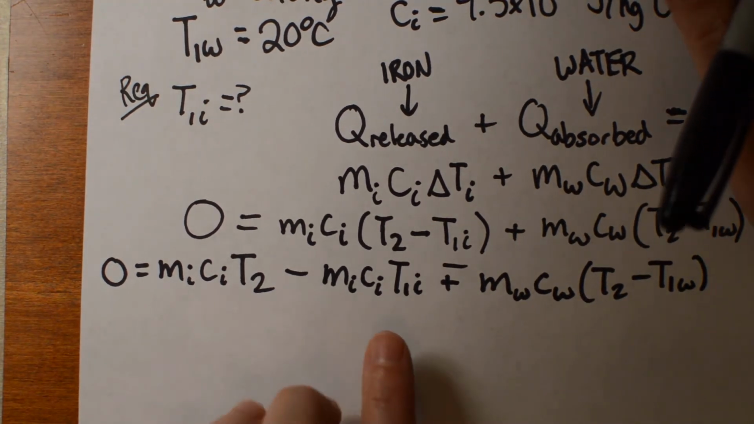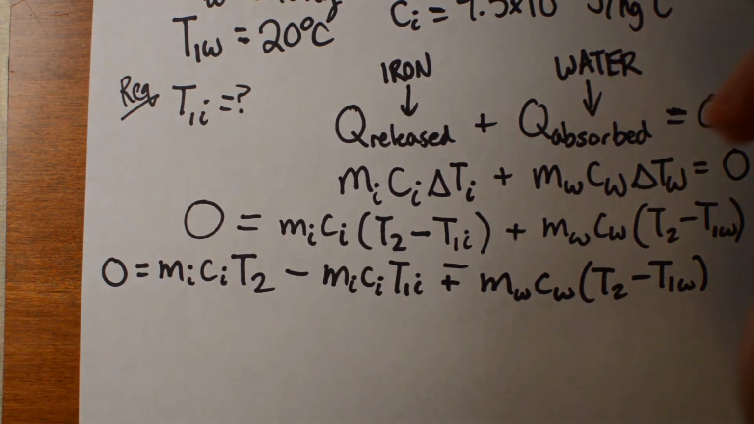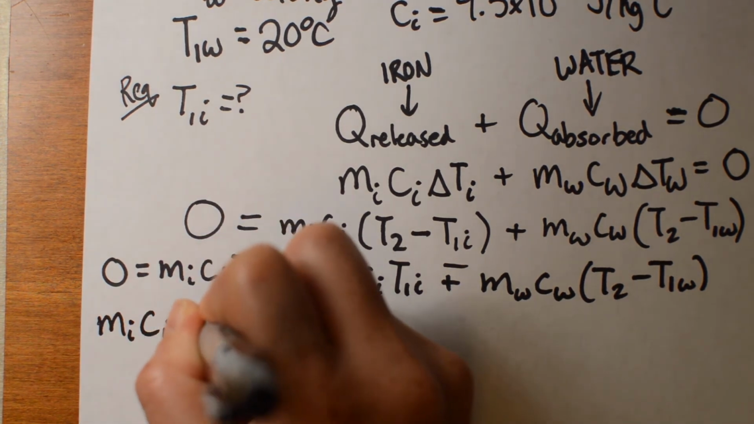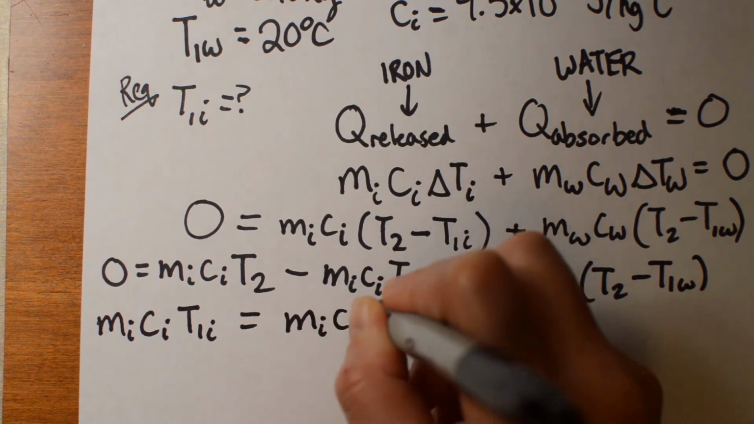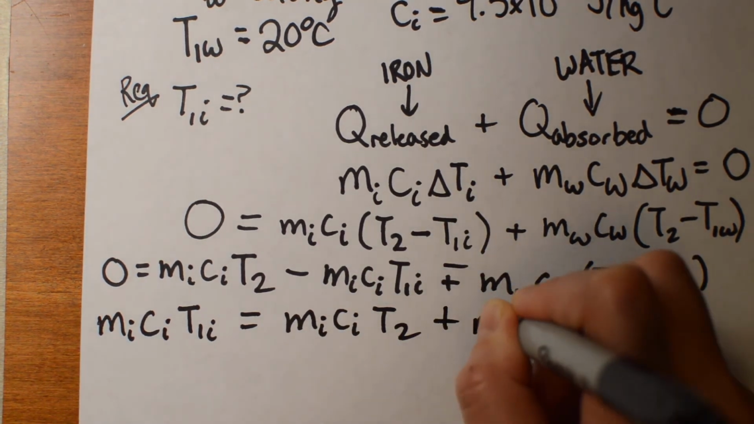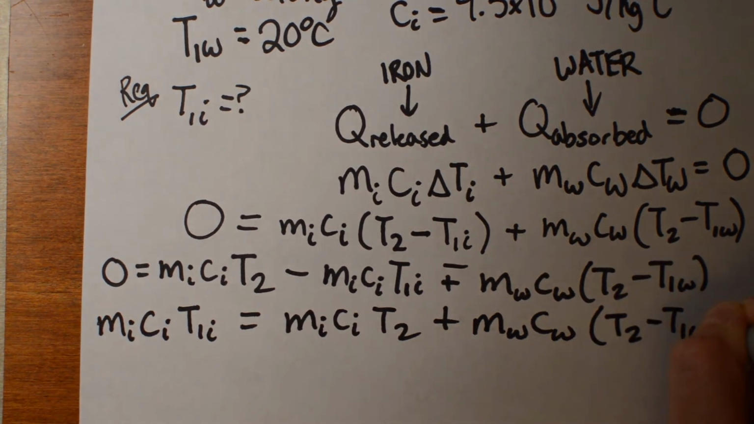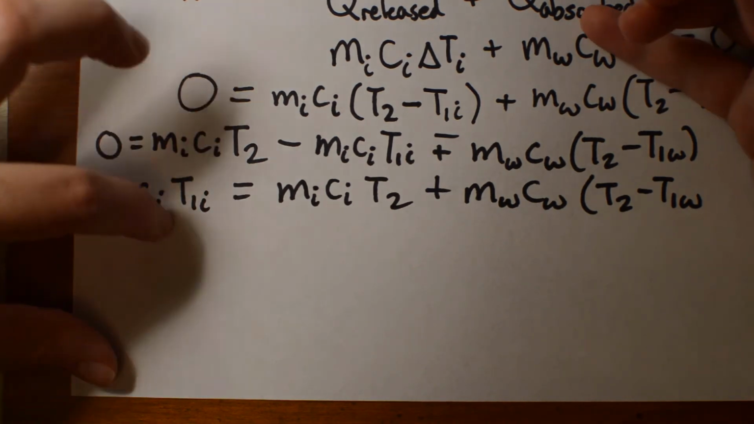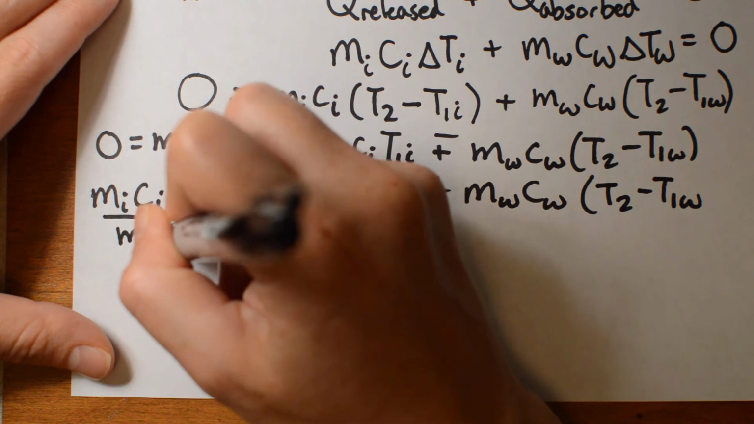This looks messy, but it's actually not too hard to solve. I'm just going to move this term to the other side. It's negative right now, so it'll become positive over here. Mass of the iron, C of the iron, T1 of the iron, so mass of the iron, C of the iron, T2, plus mass of the water, C of the water, T2 minus T1 of the water. All right, my last move to get T1 on its own is just divide both sides by mass of the iron, heat capacity of the iron.